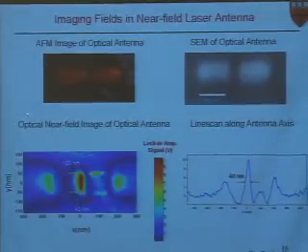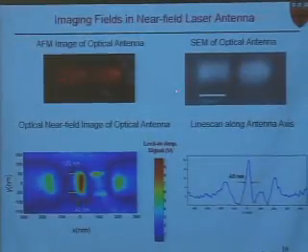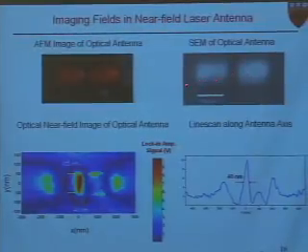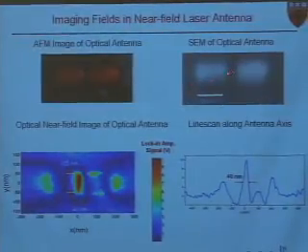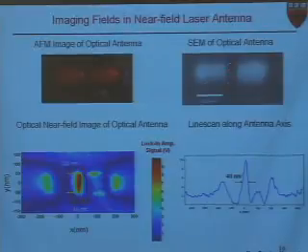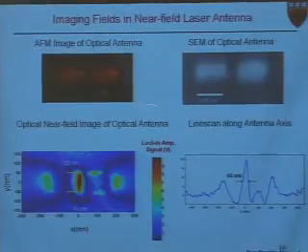So the top left is the AFM image of the optical antenna. The top right is the SEM. There are two gold sections, each about 130 nanometers long, with a gap of some 30 nanometers between them. And the bottom left is the near-field image of the optical antenna.